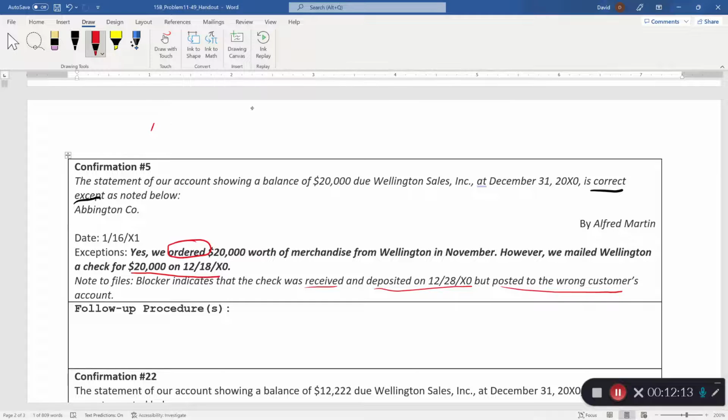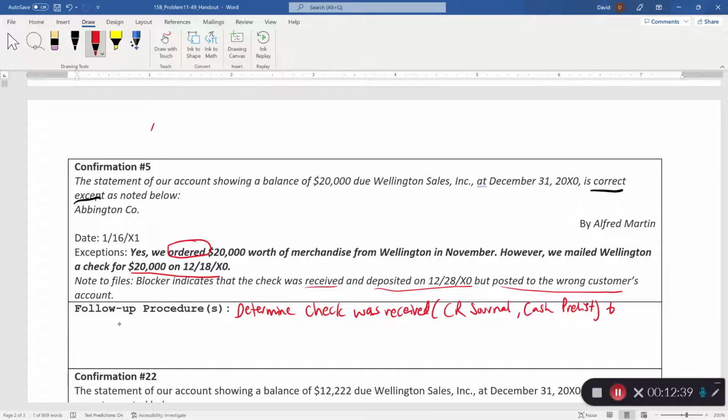Well, one, let's determine the check was received. How can we do that? Well, we can look at the cash receipts journal, right? Maybe a cash pre-list, if you remember that from yesterday.